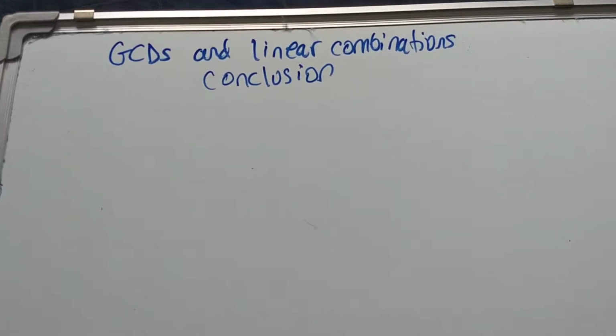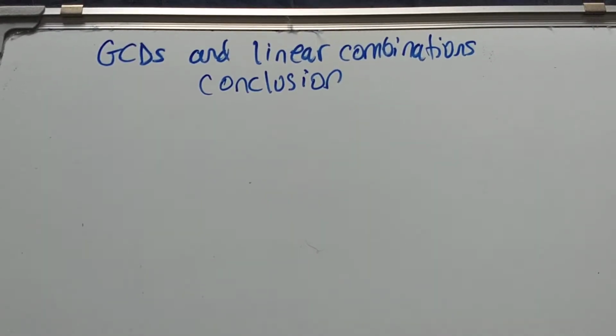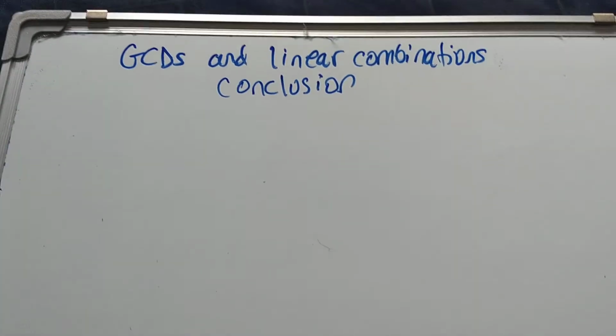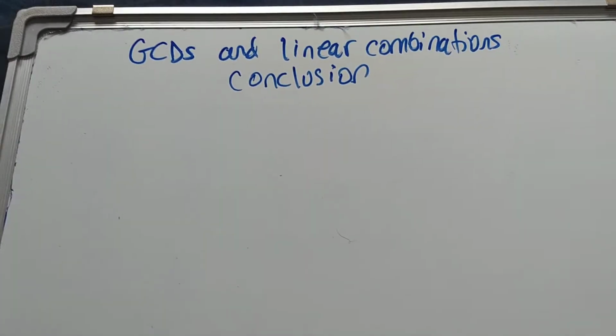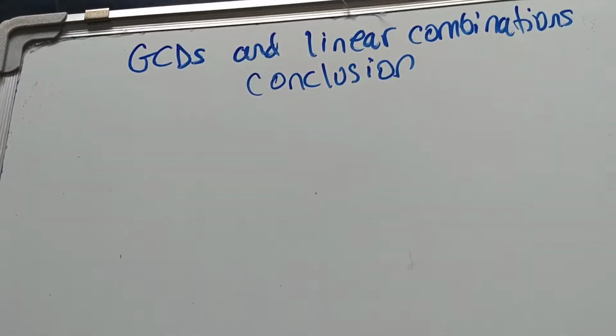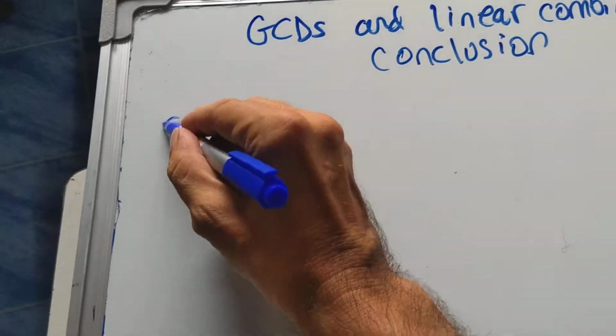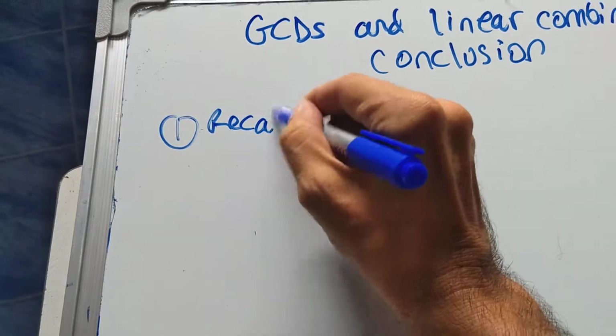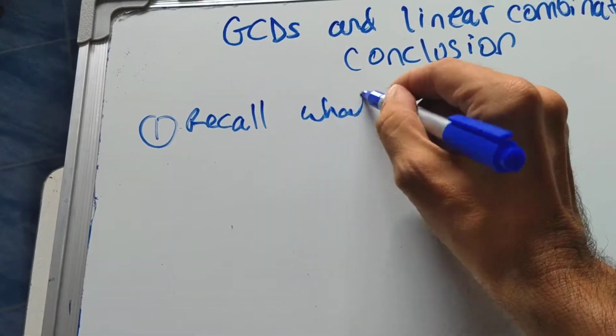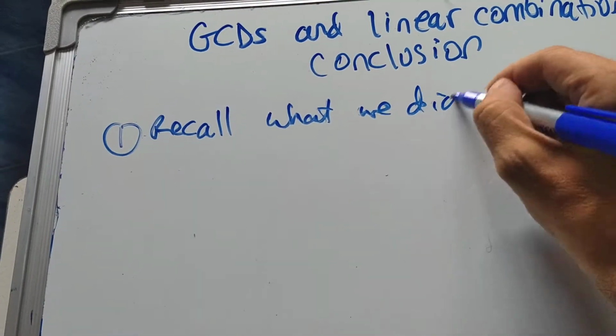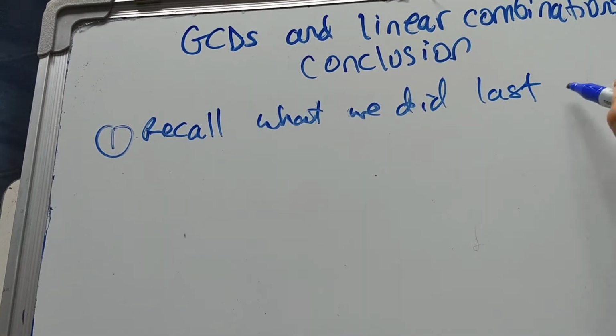GCDs and linear combinations. This is the conclusion where we're going to prove what we set out to prove. Okay, let's get to work. All right, the first point, let's recall what we proved last time. What did we do last time?